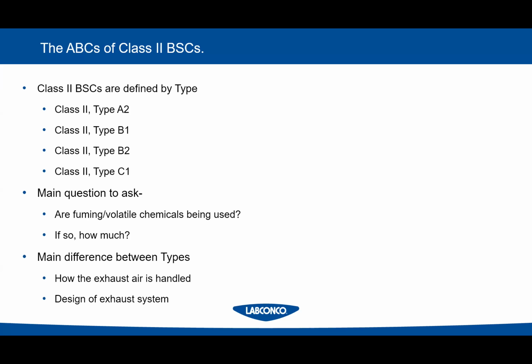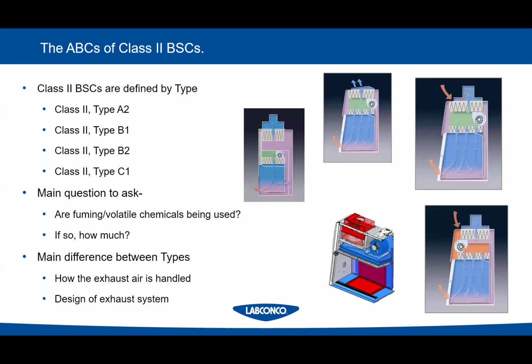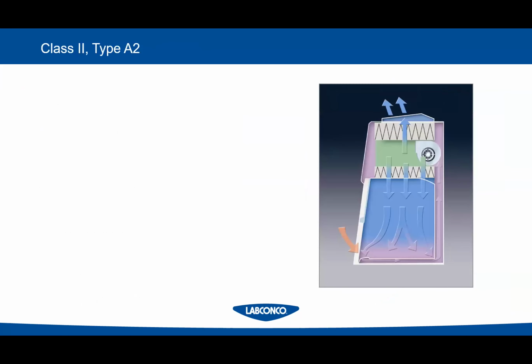1 mil of chemical A is not equal to 1 mil of chemical B. I could have 1 mil of a 1% solvent over here, or 1 mil of chloroform. Those are 2 very different hazards, 2 very different risks. Okay. So how that exhaust air is handled and the design of the exhaust system becomes very important in these. There are all types. These are all biosafety cabinets, all different exhaust air patterns. Okay. And I'm going to quickly go through them.